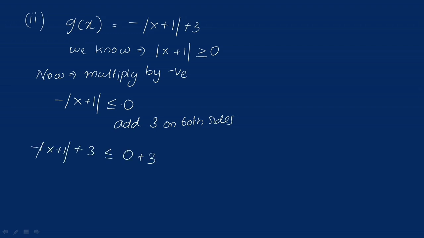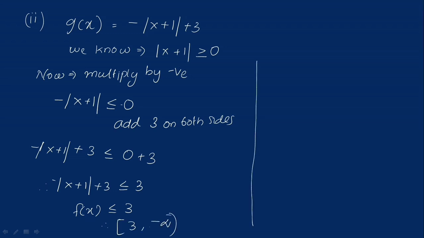Now adding 3 on both sides. So minus of mod x plus 1, plus 3, which is less than or equal to 0 plus 3. Or we can write, minus of mod x plus 1 plus 3, that is f of x. So f of x is less than or equal to 3. So the interval should be from minus infinity to 3, or we can write the maximum value will be 3 and the minimum value, we don't have a minimum value, that is no minimum value.